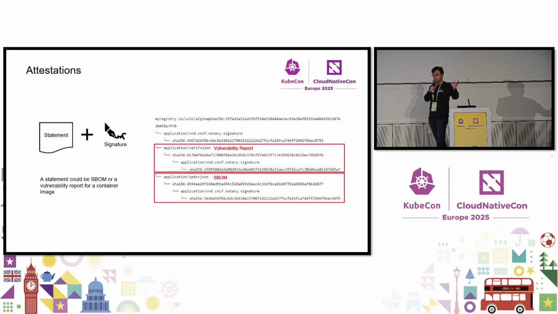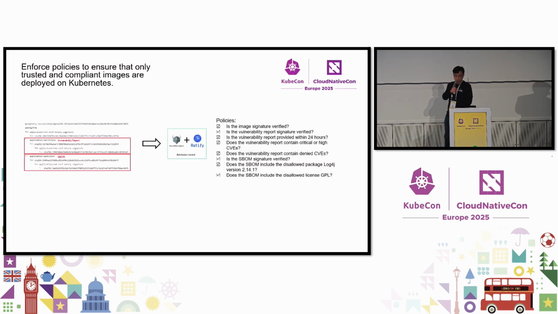On the screen, you can see a typical example. This is an OCI image, which itself has been signed with a Notary Project signature. It also has a vulnerability report in SARIF JSON format, and this vulnerability report also has a signature attached. This image also has an SBOM file in SPDX format, and this SBOM file is also signed with a Notary Project signature.